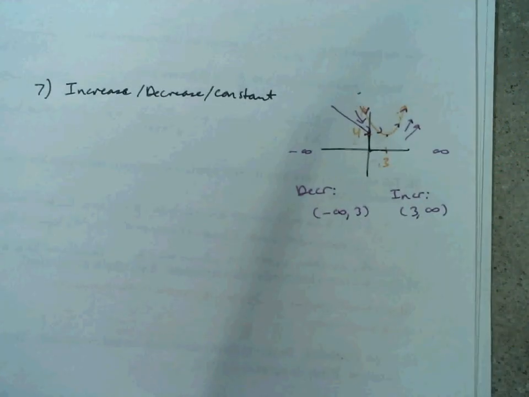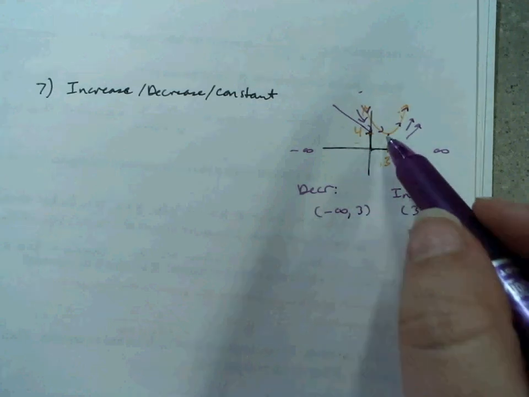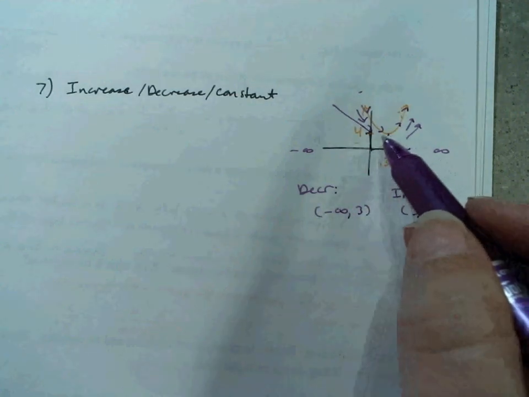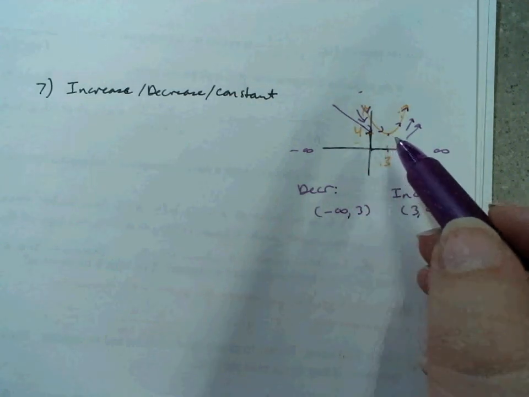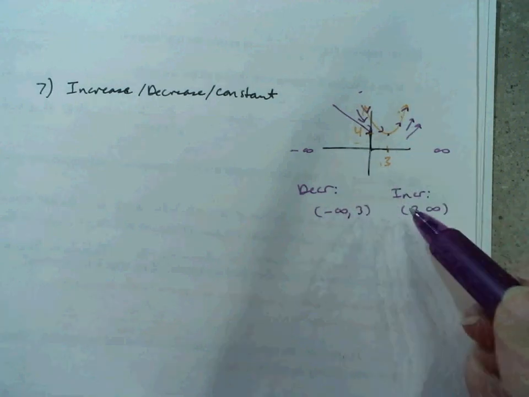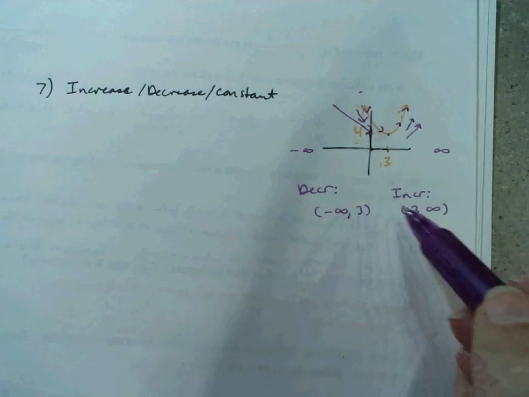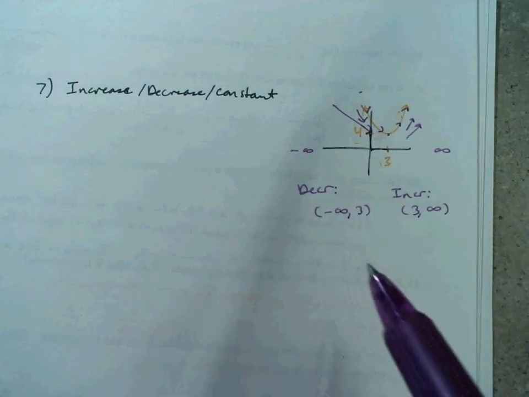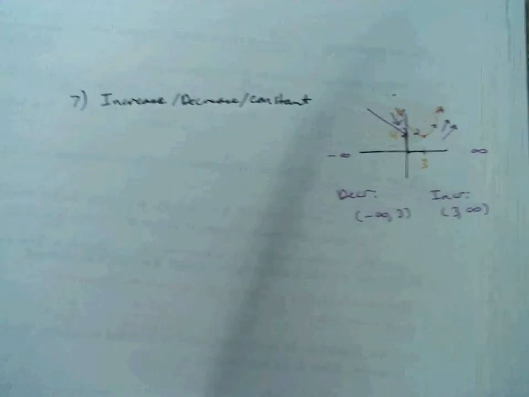And the reason why I don't include 3 with a bracket is because I'm neither decreasing or increasing at that moment. At that moment I have stopped. Okay? Furthermore, if I put brackets right here, then that would be implying that I'm both decreasing and increasing at that point, and I find that to be problematic.